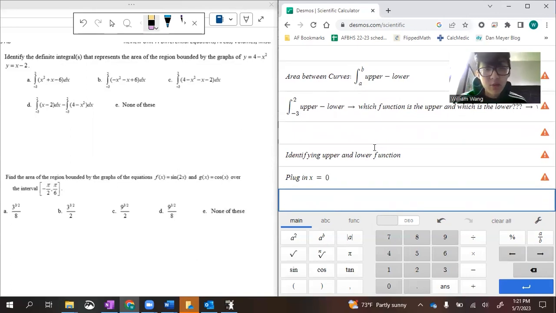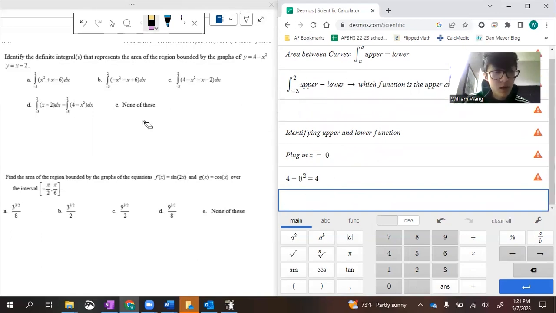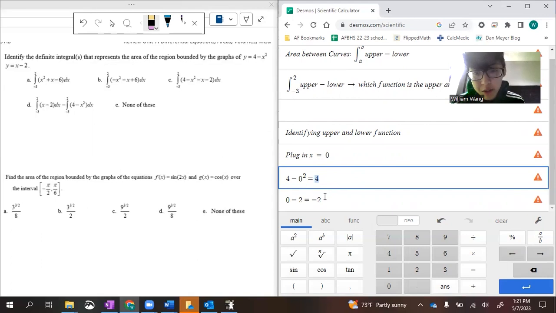Okay, I'm going to plug in x equals 0 into these two functions. So first function, 4 minus x squared, that's 4 minus 0 squared, is equal to 4. The other one is 0 minus 2, which is equal to -2. Okay, well, one function goes up to 4, one goes to -2.